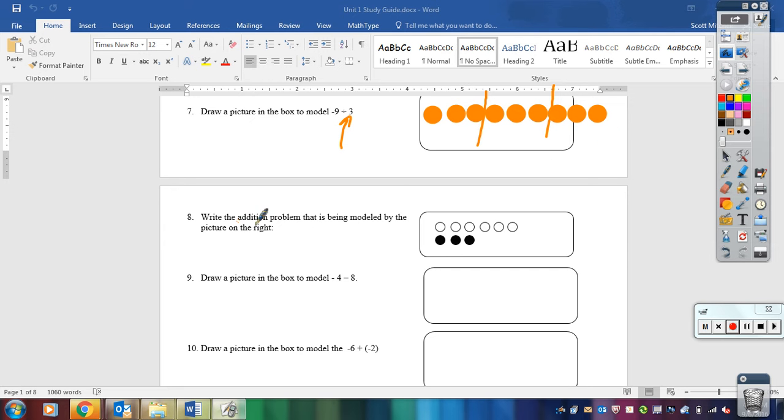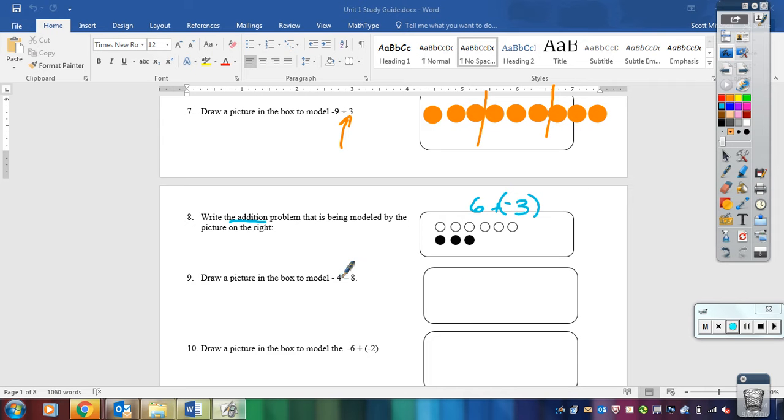Number 8 says to write the addition problem. I again know it's addition because it says addition. It's 1, 2, 3, 4, 5, 6 positives plus 3 negatives. That easy. Draw a picture in the box to model -4.